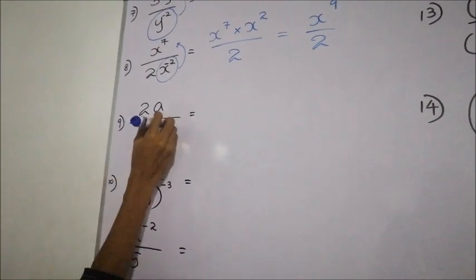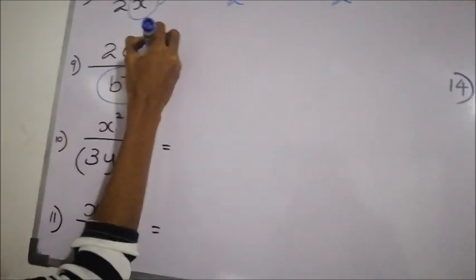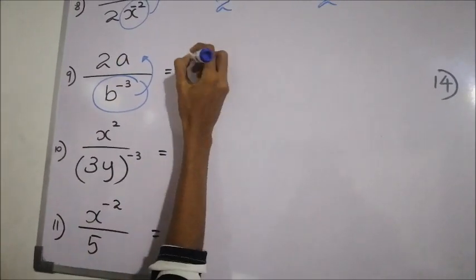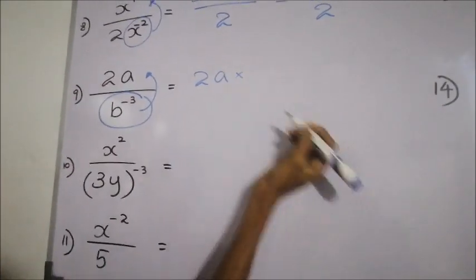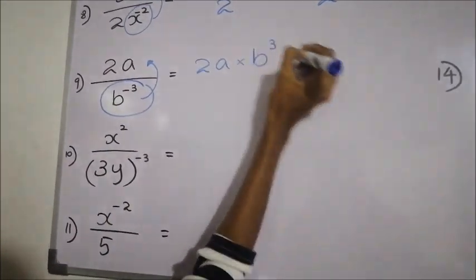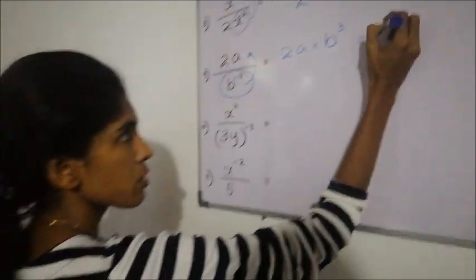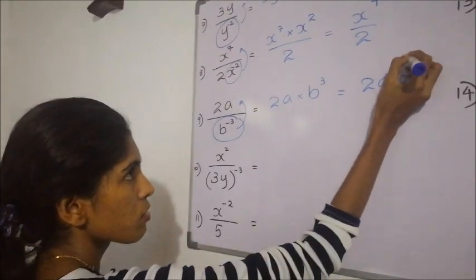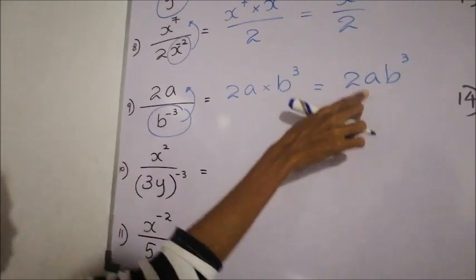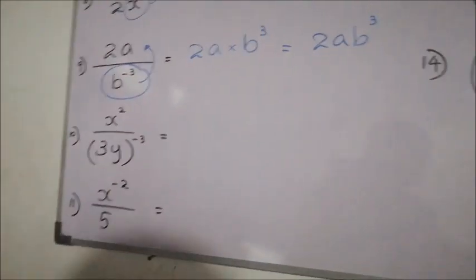Next question. Only this is negative. We will get the reciprocal of it. 2a into b to the power 3. Nothing to be simplified here. So finally you can write 2a b to the power 3. Instead of writing this, you can write this also directly.